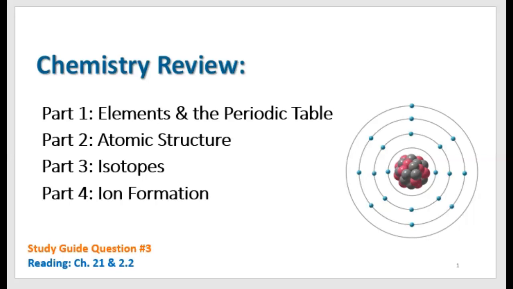In this general chemistry review, we'll talk about 4 topics. Part 1 will be what are elements and a little bit about the periodic table. And in Part 2, we'll look at the structure of atoms. In Part 3, we'll define what an isotope is. And in Part 4, we'll discuss how ions are formed.